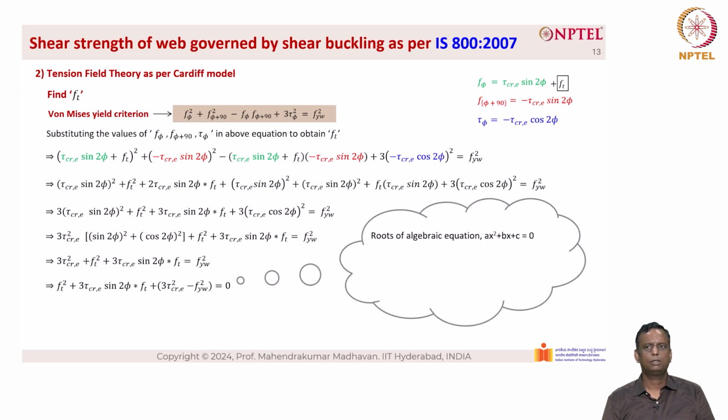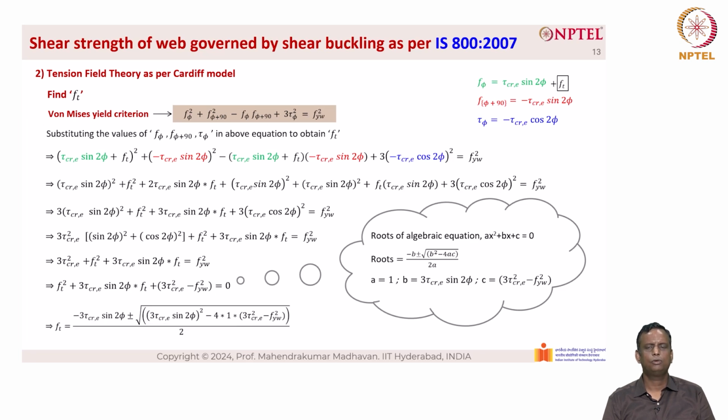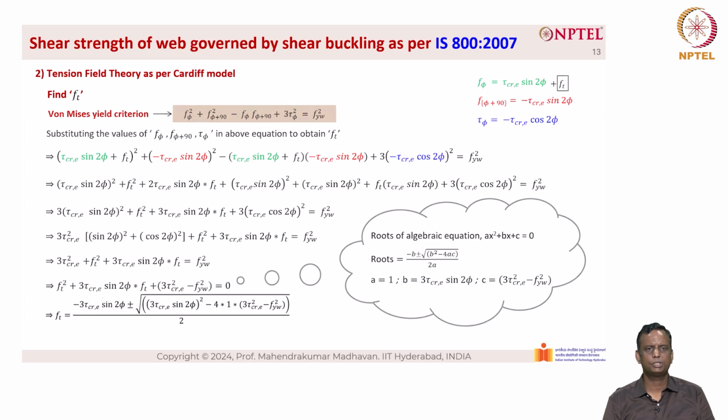So, the roots of the algebraic equation ax² + bx + c = 0 are x = (−b ± √(b² − 4ac)) / 2a. So, here a equals 1, b equals 3 τ_critical,E sin 2φ, and c equals 3 τ²_critical minus F_yw². So, when we solve this equation, we have F_t given by this big equation here.